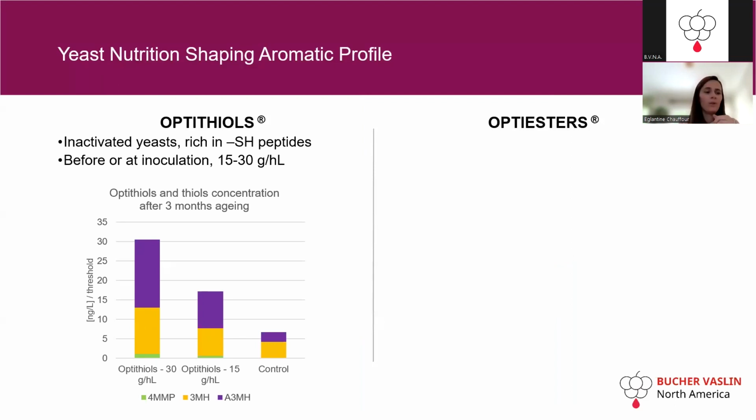So, we talked about Optiflor O that has a high nutritive power. The Optithiol, Optiester have a very low nutritive power because they are these complex amino acids that the yeast needs energy to take.